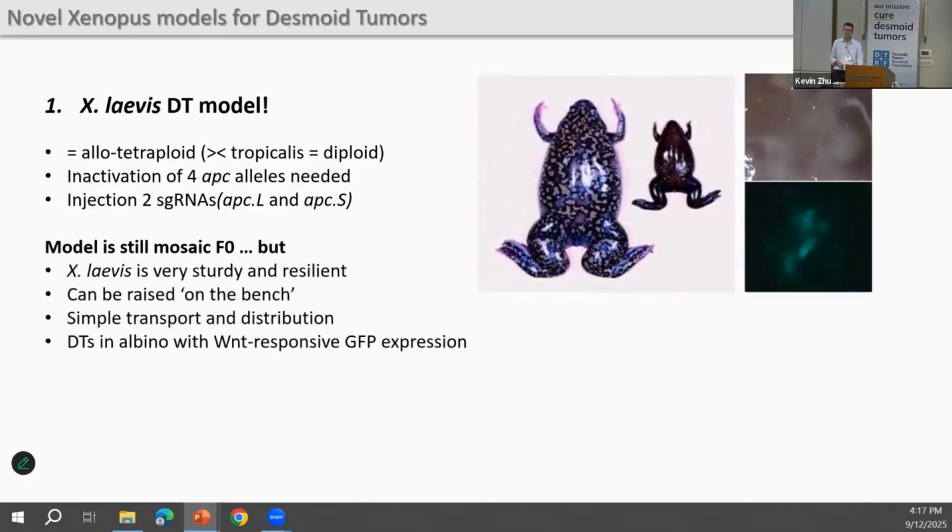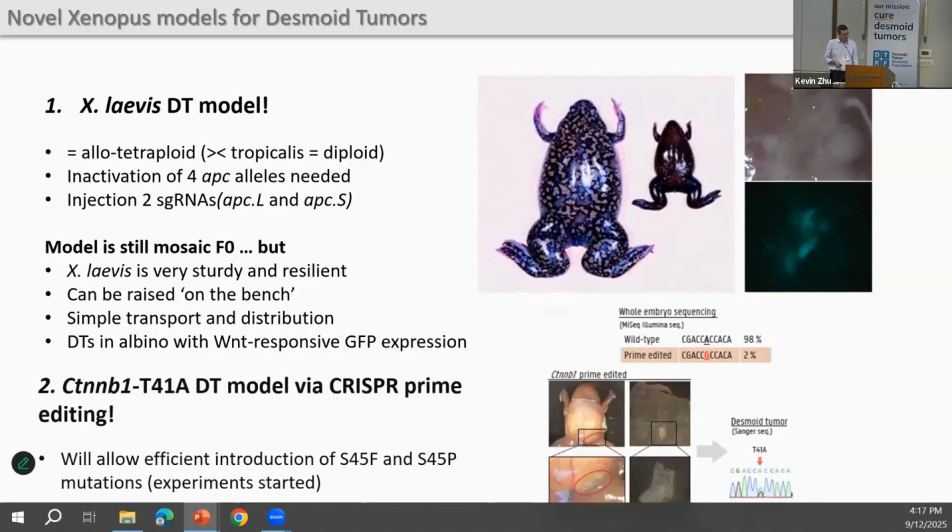So we had also desmoid tumors in these bigger Xenopus laevis. And also of interest, we can do this in an albino, or we did it also in an albino Wnt reporter. So the green that you see there is actually the tumor that you see from the outside when you expose it to UV light.